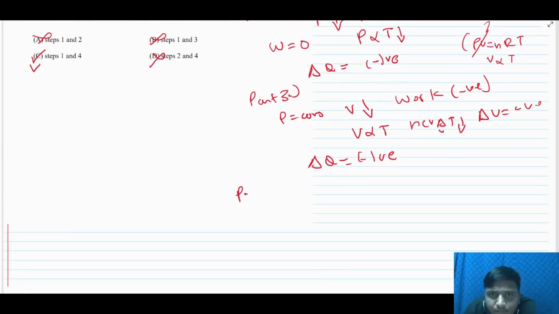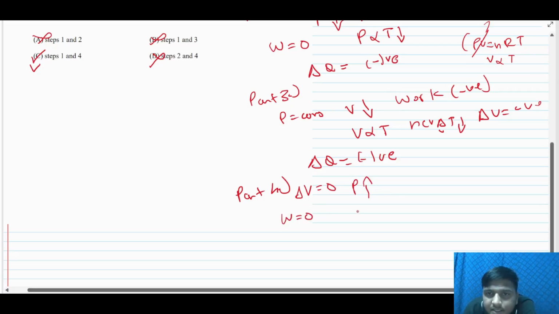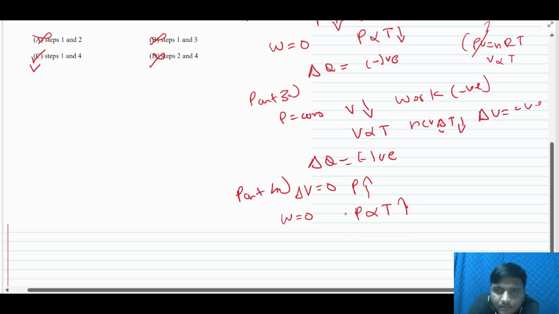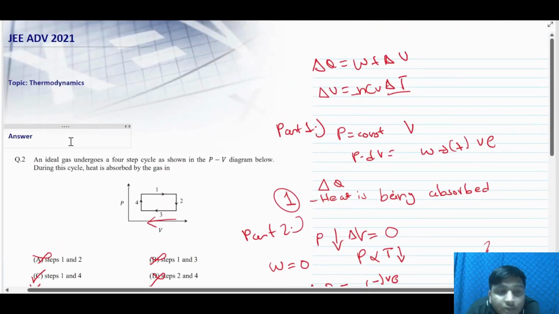What is happening in part 4? For part 4, our volume is constant. It means delta V is equal to 0, and P is increasing. If delta V is 0, work done is obviously 0. P is increasing, and I have told you earlier that P is proportional to T here. So if P is increasing, T is also increasing. So nCv delta T is also positive, which means it is absorbing heat. Hence the correct option, as I already told you, is C.